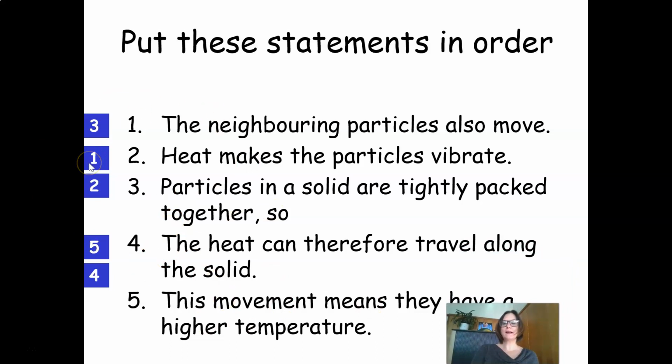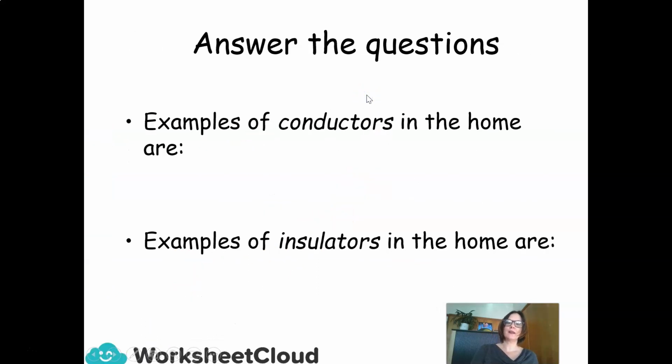So number 1, heat makes the particles vibrate. Number 2, particles in the solid are tightly packed together. Number 3, the neighboring particles also move. Number 4, this movement means they have a higher temperature. So number 5, the heat can therefore travel along the solid in the process of conduction.